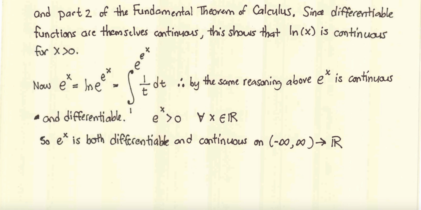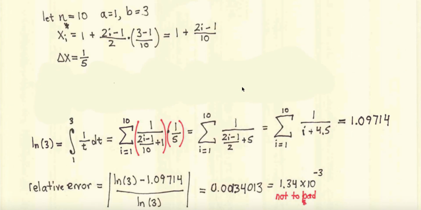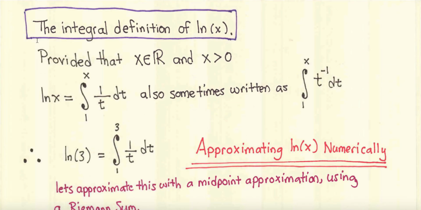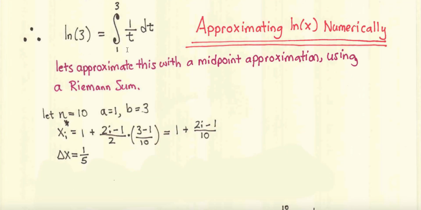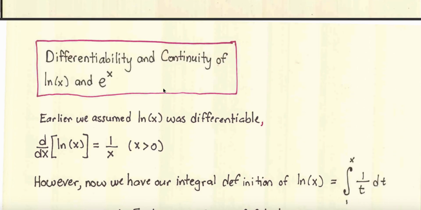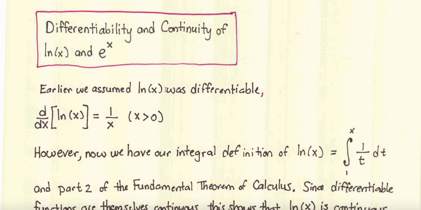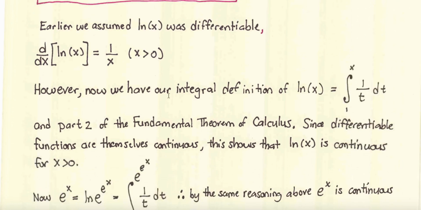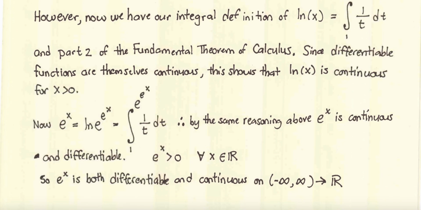And there we go. So this concludes the second part of our lesson. What have we talked about? We've talked about the actual definition of the natural logarithm using the definite integral. We've talked about approximating the natural logarithm numerically with a Riemann sum. That's a skill you can't let go to waste. You've got to make sure you understand that. And we've talked about how we know that the natural log and e to the x really are continuous and differentiable. So that's been this part of the lesson.